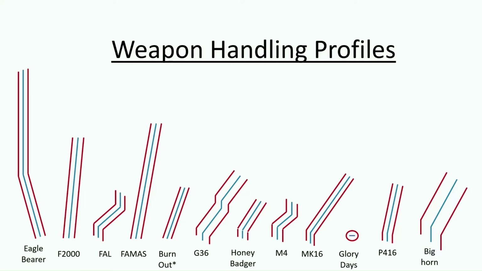Now the profile, the blue line representing the track that the weapon system will take, and the red lines being the extremities of its accuracy window, where those bullets, as you're tracking along that blue line, could potentially land based on the weapon's accuracy.